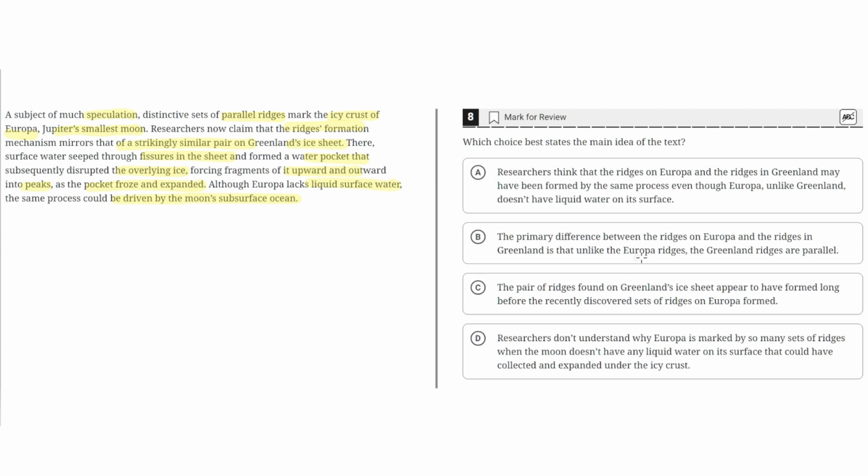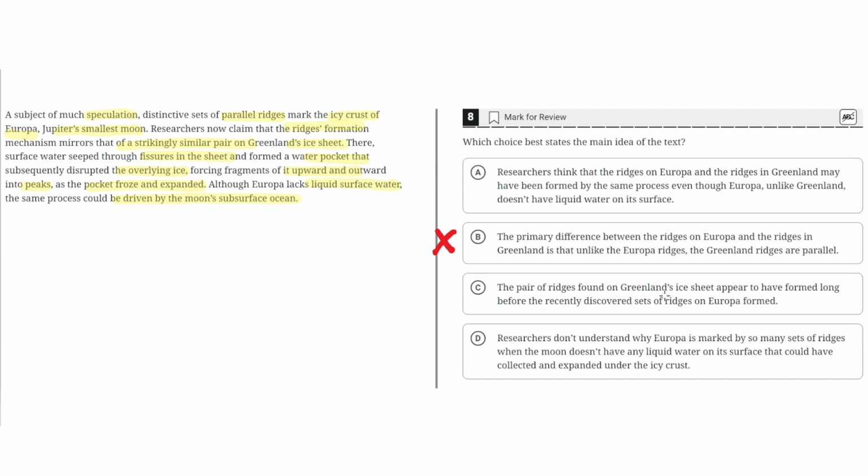B. The primary difference between the ridges on Europa and the ridges in Greenland is that, unlike the Europa ridges, the Greenland ridges are parallel. This is incorrect because the first sentence says that there's a distinctive set of parallel ridges that mark the icy crust of Europa. So it says that Europa's ridges are parallel. So B is incorrect.